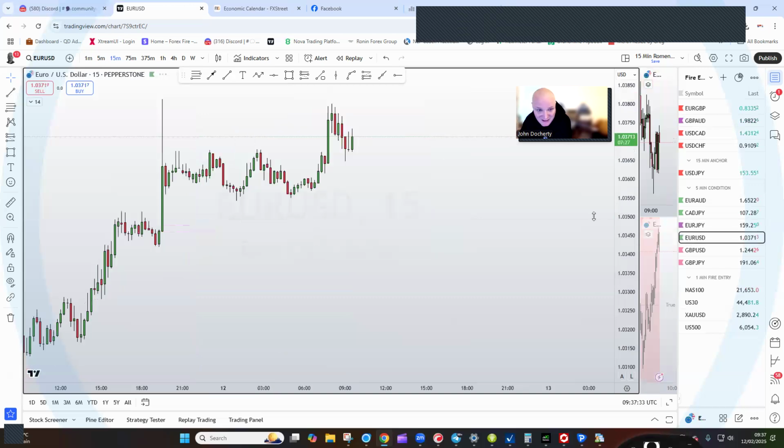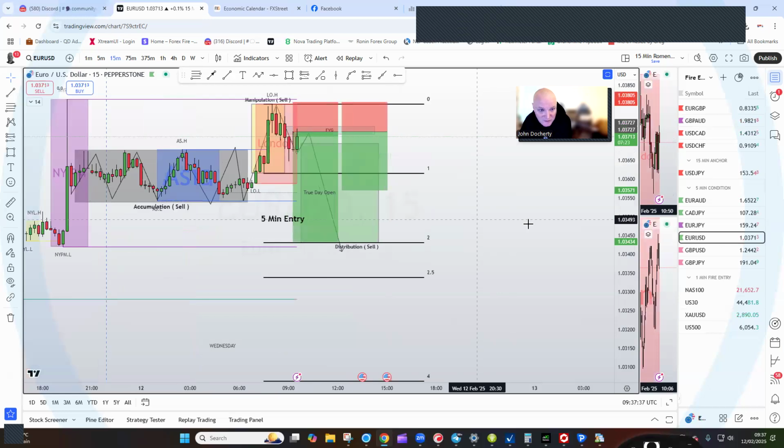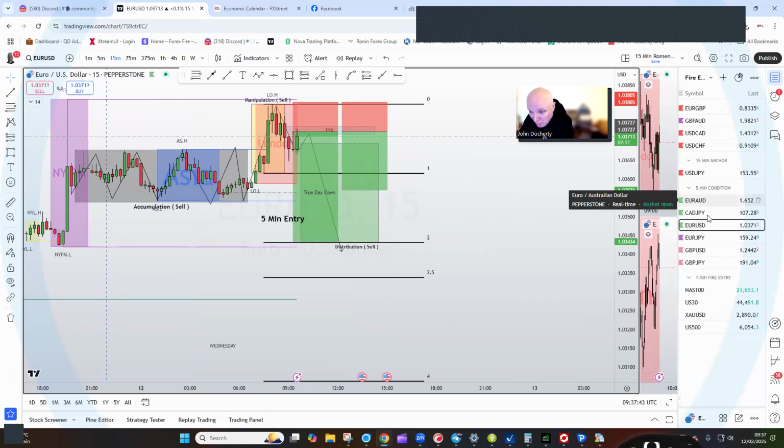The Euro USD is green because we know we're into a trade. So we've tapped up into the trade. So the ones that are green, guys, are the ones I'm happy with as a regular trade setup model. Okay.